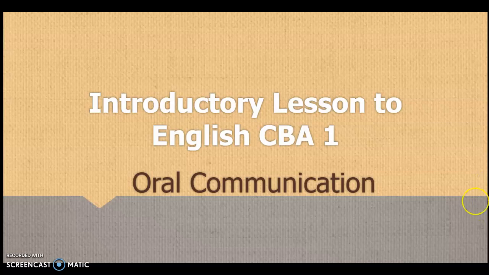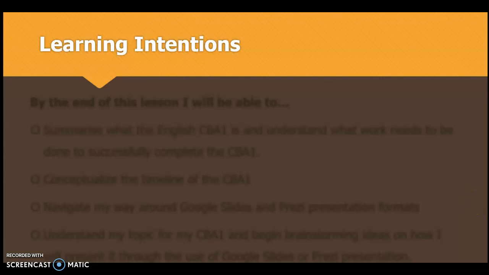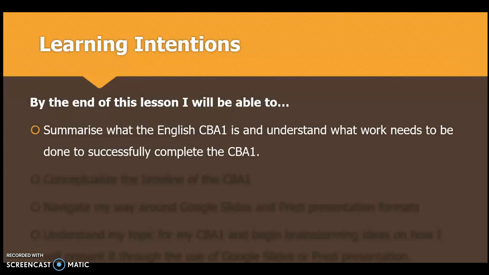Our first slide that we're going to look at is the learning intentions. This slide will inform you what you should know by the end of this recorded session, or what you would have learned at the very end of the in-person session. By the end of this lesson, you should be able to summarize what the English CBA 1 is and understand what work needs to be done to successfully complete the CBA 1. You should also be able to conceptualize or understand the timeline of the CBA 1. You will be exposed to a timeline on how you will complete your CBA 1, but we'll get to that a little bit later.